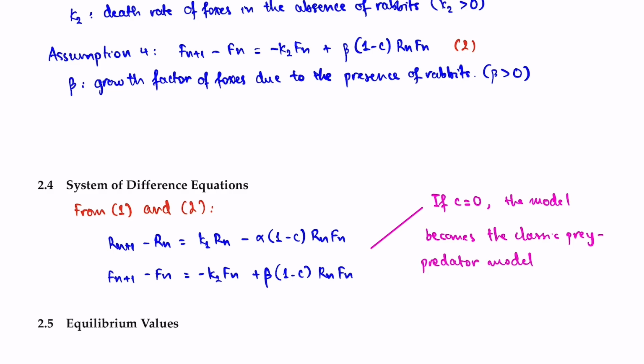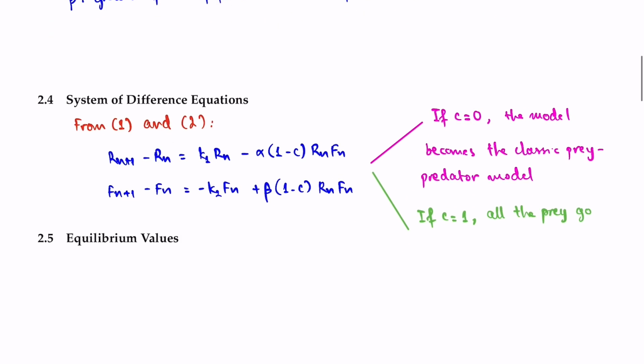Now in the case of c equal to 1, that is the case where all the rabbits go into hiding and there's no more food for the foxes to consume. So therefore, the rabbit population will increase exponentially to infinity, and the fox population will decrease and die out from the ecosystem. So here, if c is equal to 1, all the prey go into hiding, then the fox population will decrease to 0. Okay, so those are some extreme cases that we can consider.